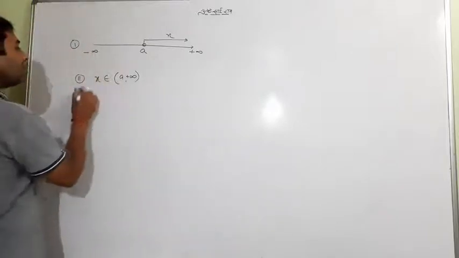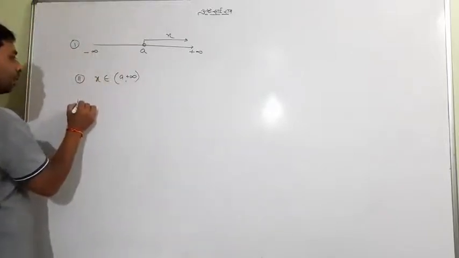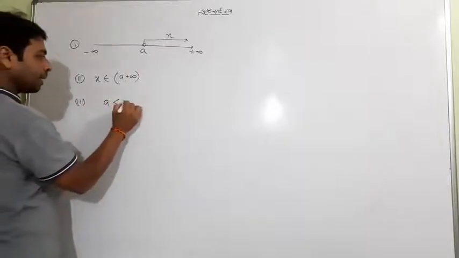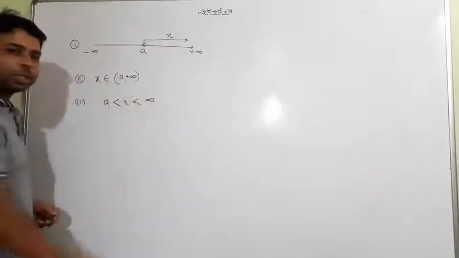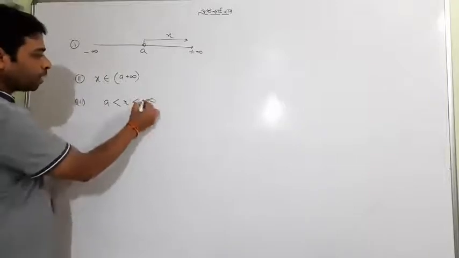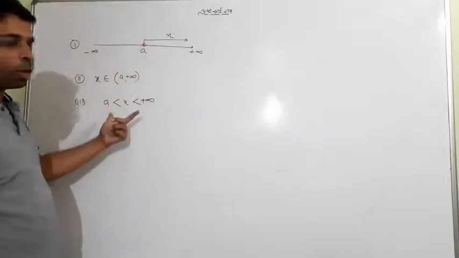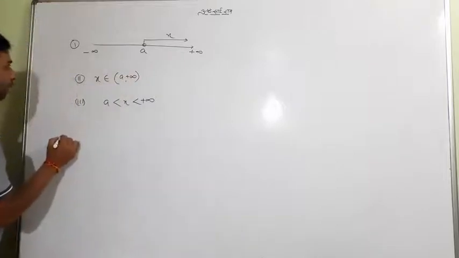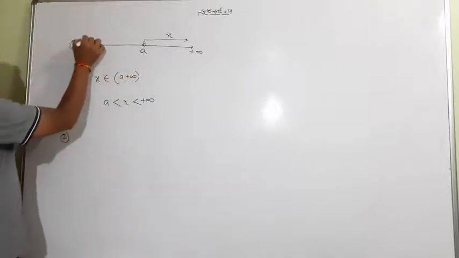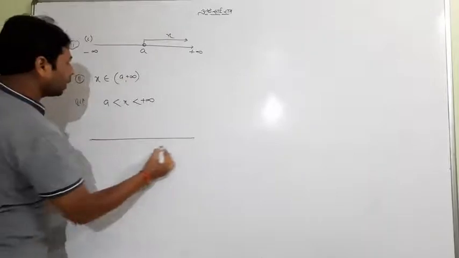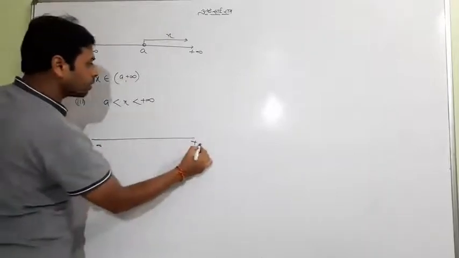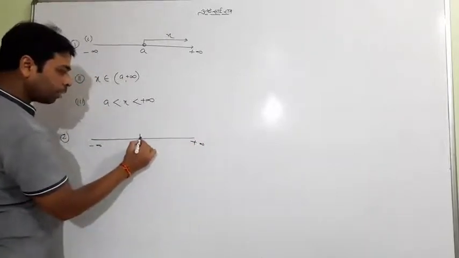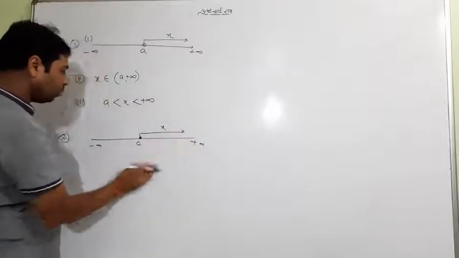And this can also be written in a third way, like a less than x less than infinity. Very few people use it, but I have told you that the meaning is all the same. So this is very important, as I'm telling you here. Now for the second one, look at the thing and take out the meaning of this. Suppose I'm writing that. What meaning do you take out of this?